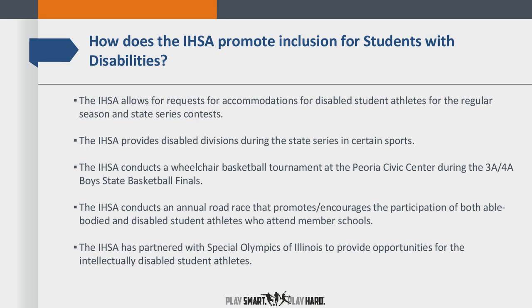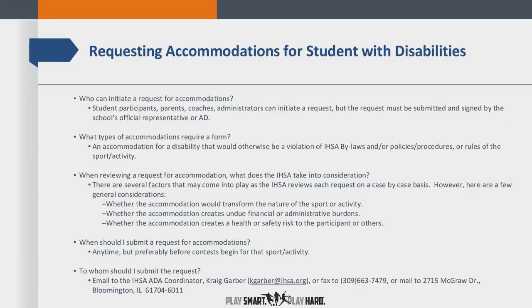We conduct a wheelchair basketball tournament at the Peoria Civic Center. I know it says 3A and 4A boys state basketball finals here, but it's actually during the 1A and 2A boys state basketball finals. And we conduct an annual road race in which we promote and encourage the participation of both able-bodied and disabled student athletes who attend IHSA member schools. And lastly, we have partnered with Special Olympics to provide more opportunities for the intellectually disabled student athletes. Like I said, I'll touch in more depth on these a little bit later.